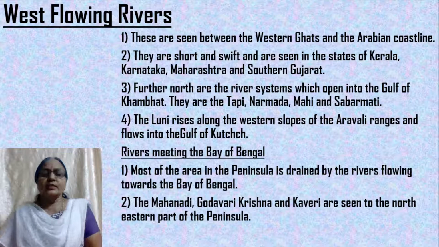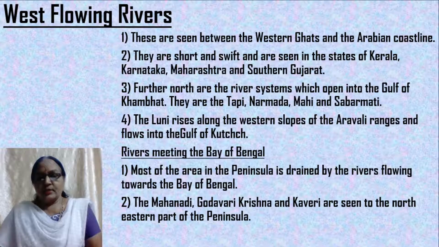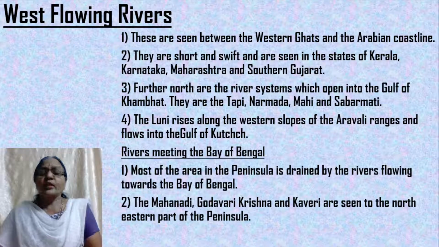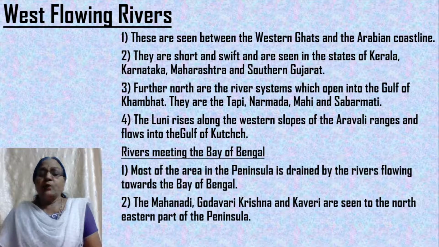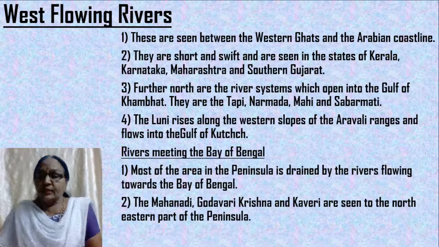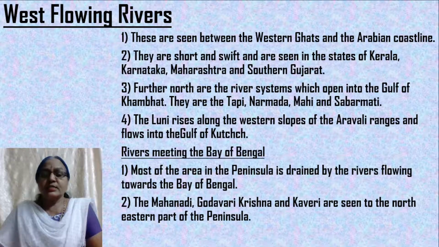Next is west flowing rivers. Now, as I told you, the Western Ghats forms a great divide. West flowing rivers are seen between the Western Ghats and the Arabian Sea coastline. Most of these rivers are short and swift, and they can be seen in the states of Kerala, Karnataka, Maharashtra, and southern Gujarat. Then these rivers open into the Gulf of Khambat. They are the Narmada, Tapi, Mahi, and Sabarmati.